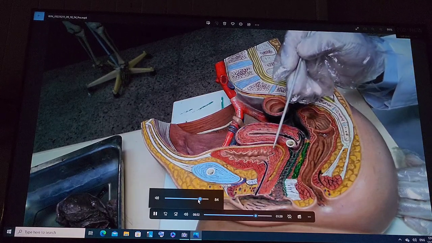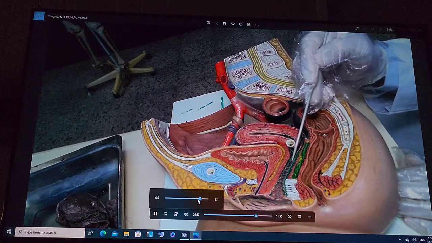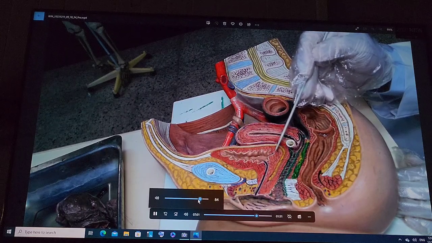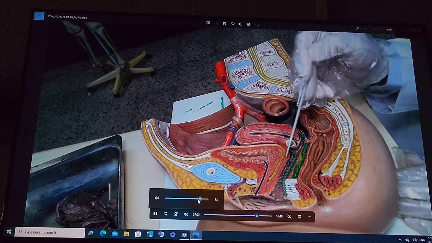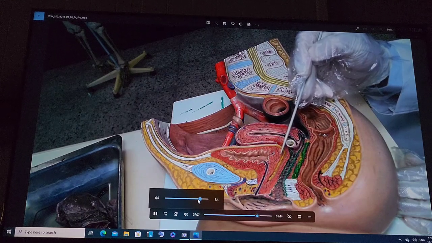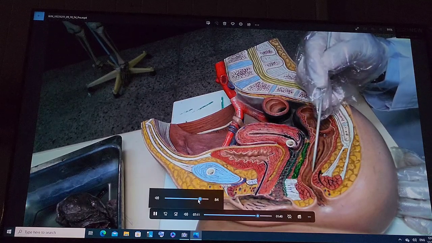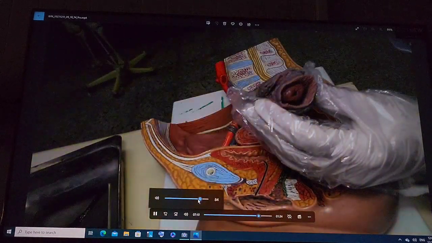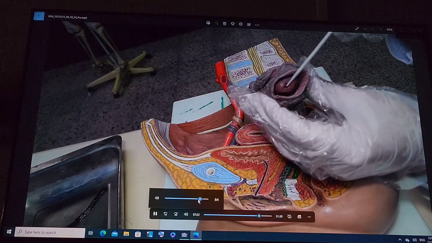The vagina lies behind the following structures: urinary bladder, urethra, and in front of the rectum. The cervix here you can see projecting, here the cervix. This is the external os of the cervix.